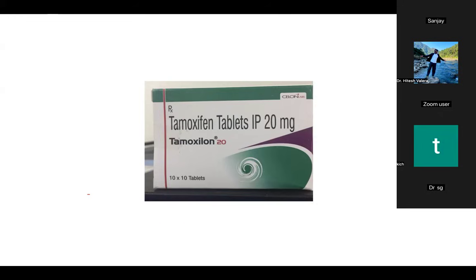Tamoxifen is taken as an oral tablet. It is metabolized primarily by the CYP3A4 enzyme and also by the CYP2D6 enzyme. So you should avoid drugs that cause these interactions as well. Okay, so where is tamoxifen given? Tamoxifen is usually given in breast cancer.